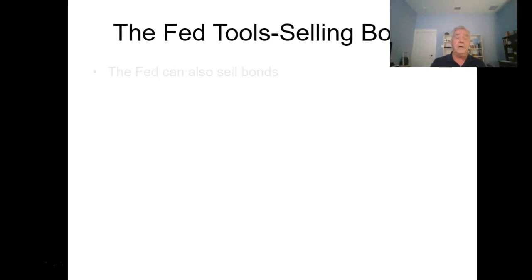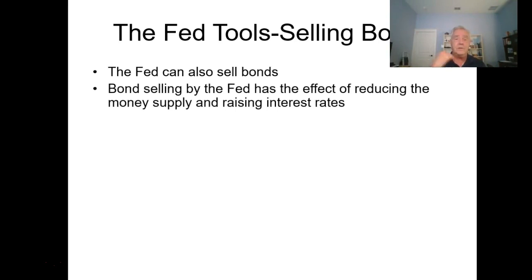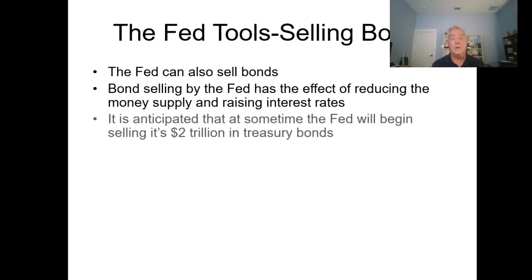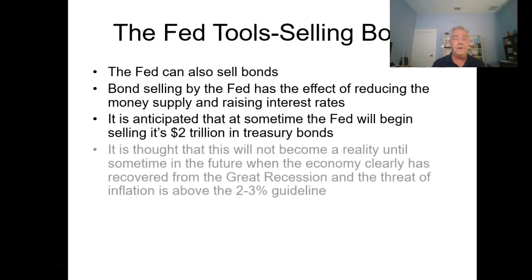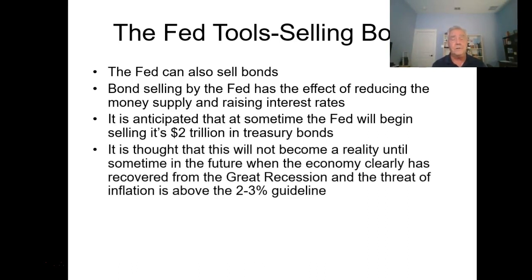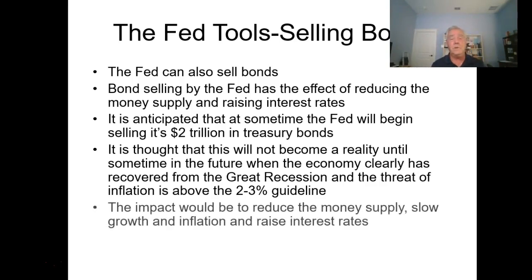Okay, selling bonds. Fed can also sell them. I'm going to go through this pretty quickly because we've spent a lot of time on it. Selling bonds reduces the money supply and raises interest rates because they're taking money out of the system. And as we said, they're going to start to sell off this $4 trillion. They've already talked about starting that this year. This probably will become reality. We'll have to see what happens to it.